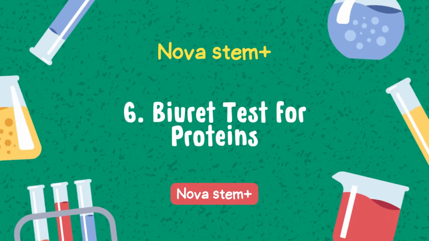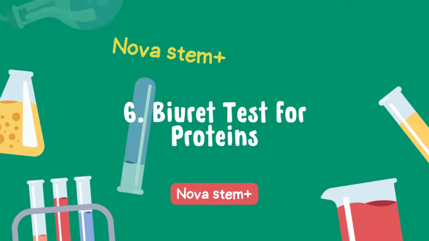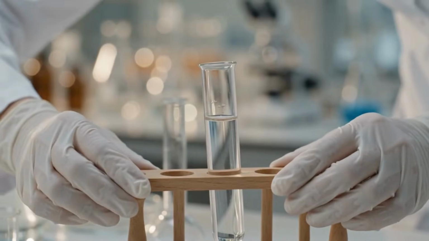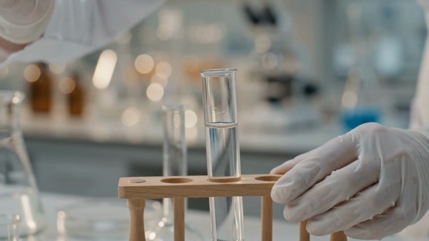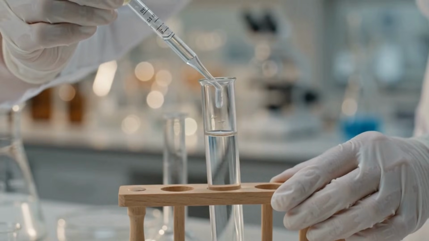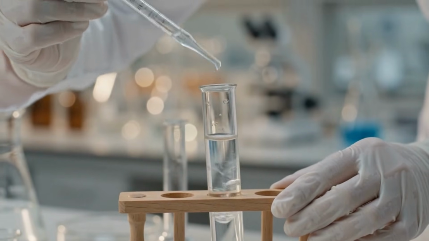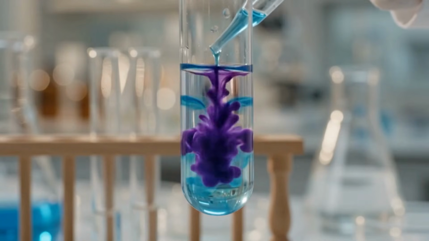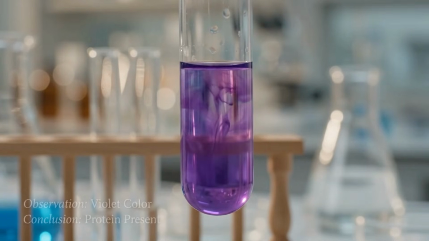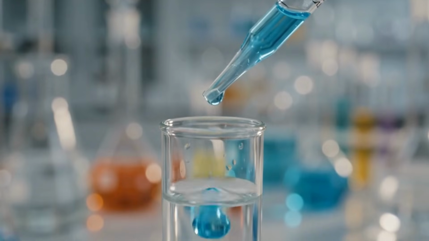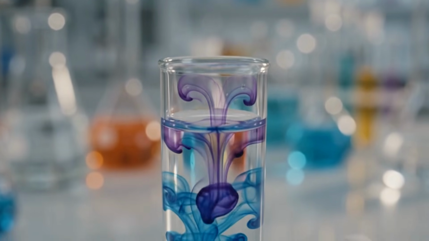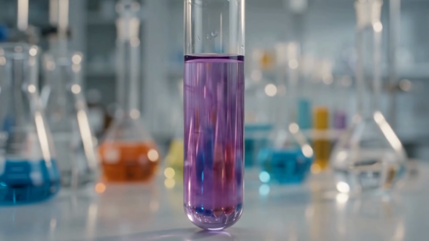To start our experiment, we need a food sample. We can use a filtered solution made by grinding dal, or simply use an egg white and place it into a clean test tube. Next, we add a solution of sodium hydroxide, or NaOH, to our sample to create the right alkaline environment. Now for the crucial step. We follow up the sodium hydroxide by carefully adding a few drops of copper sulfate, or CuSO4, solution into the test tube. Watch closely as the chemicals interact with the molecules in our food sample.